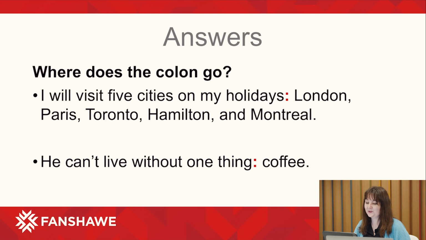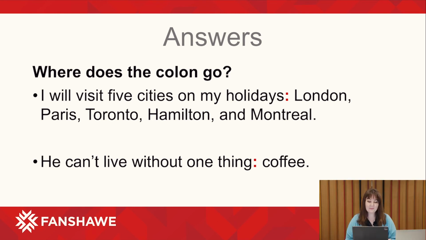So here are the answers. The colon comes after the word holidays. So I will visit 5 cities on my holidays: London, Paris, Toronto, Hamilton, and Montreal. And then the reader is prepared that you are going to list the cities that you are going to visit.